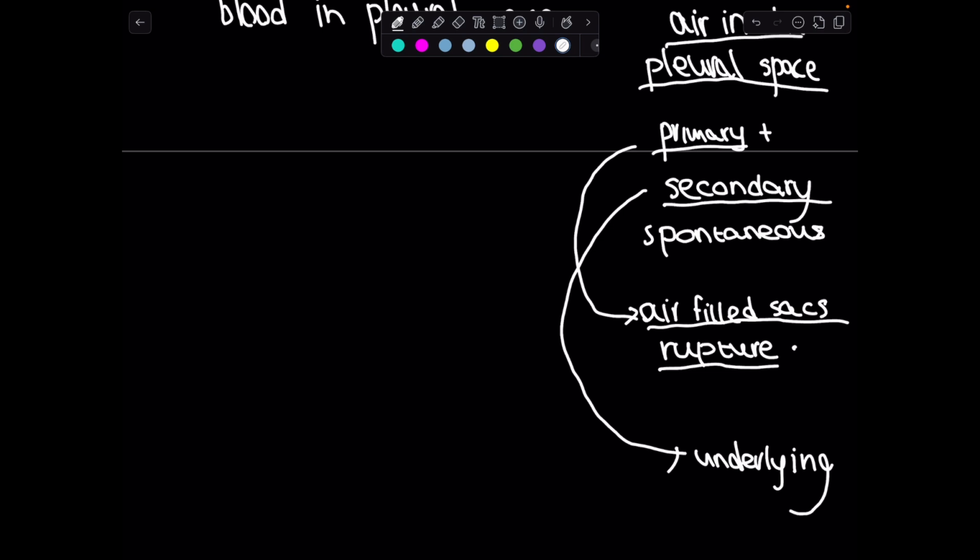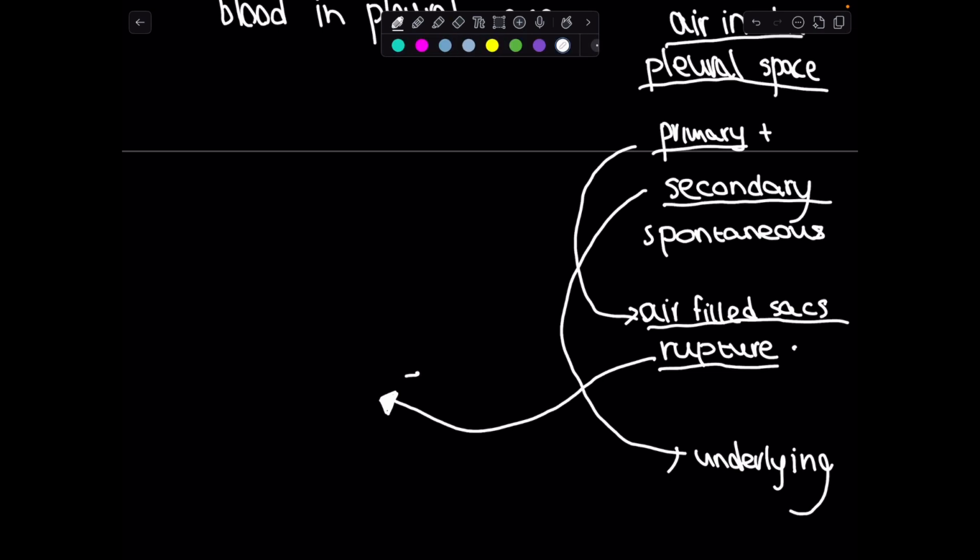Tell me again in a few words why they rupture. Blebs rupture in primary spontaneous pneumothorax due to weak walls and stress from coughing, exertion, or pressure changes. Guessing your next question. Where do these pressure and coughing come from?